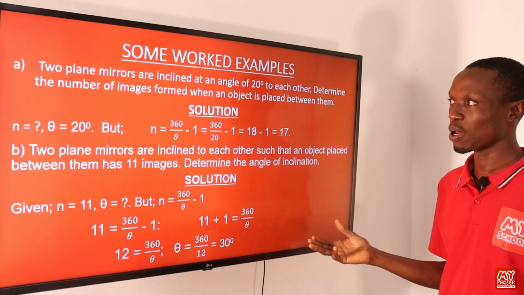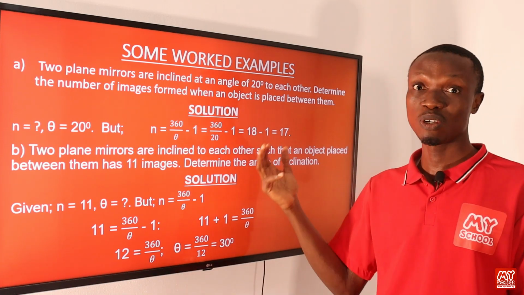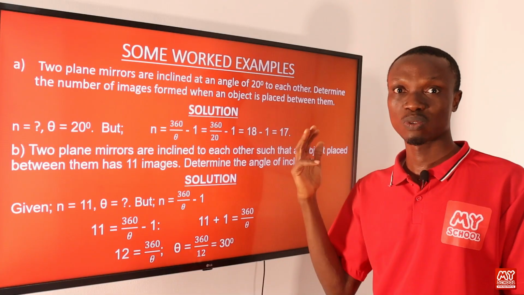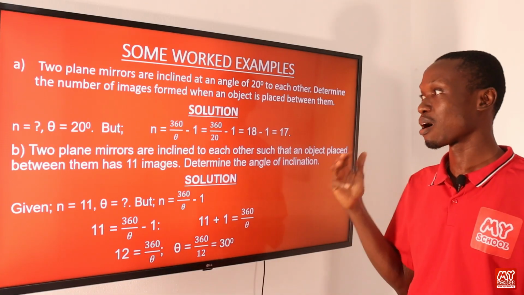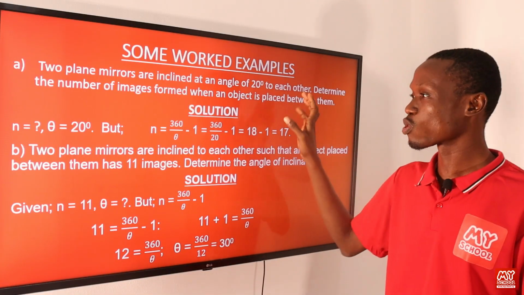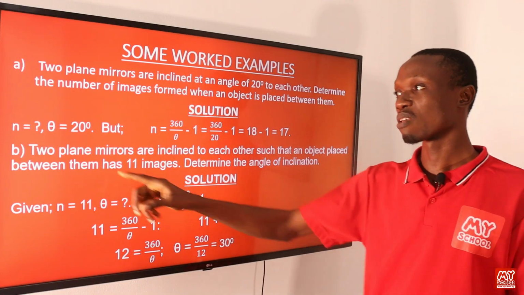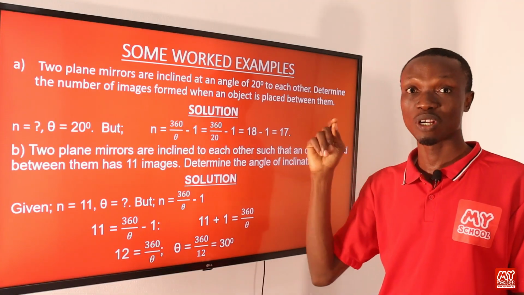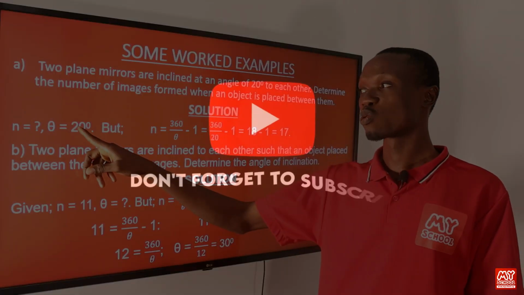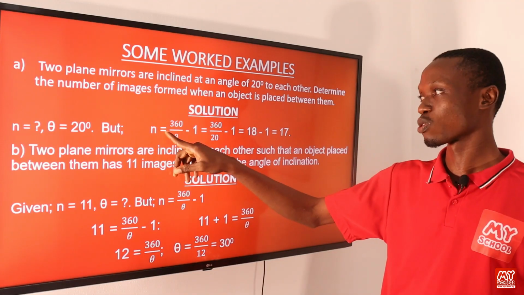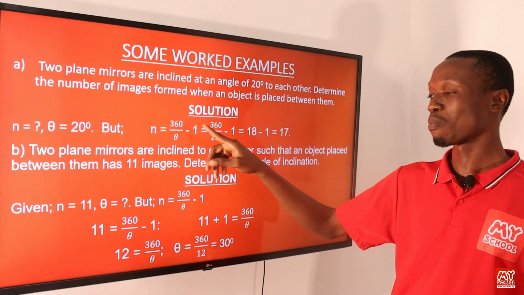So remember the formula for calculating the number of images formed by a plane mirror, and that is n equals 360 over theta minus 1. So in this question, we're actually looking for n, which is the number of images formed, but we are given theta, which is the angle of inclination, to be equal to 20 degrees. So applying the formula, we'll have n equals 360 over theta minus 1.